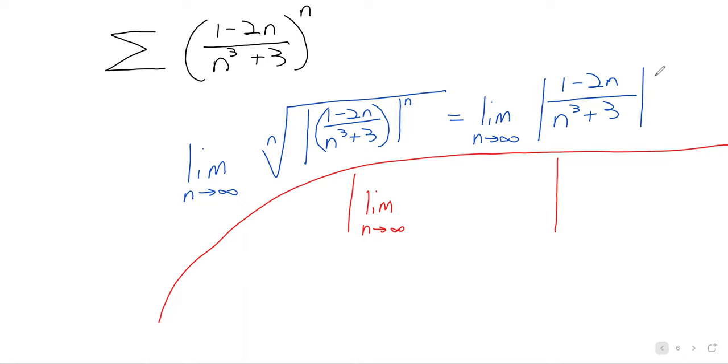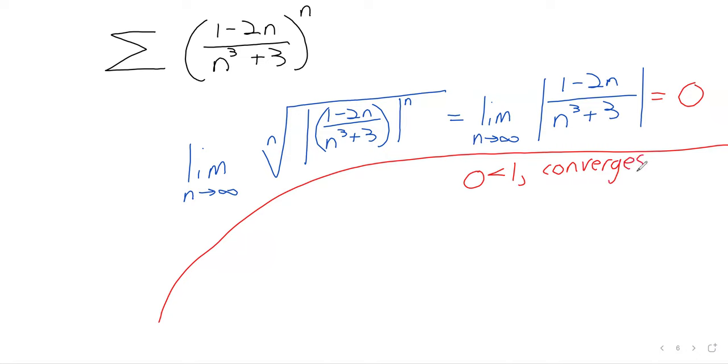So at this point in your career, you might just be able to look at this limit and say, oh, this is zero, and not write down all of the details of L'Hopital's rule. That's perfectly fine. In any event, zero is less than one. So this thing converges. And again, I think getting rid of those powers is the main thing that the root test is really useful for.